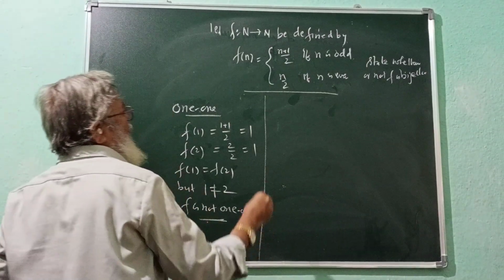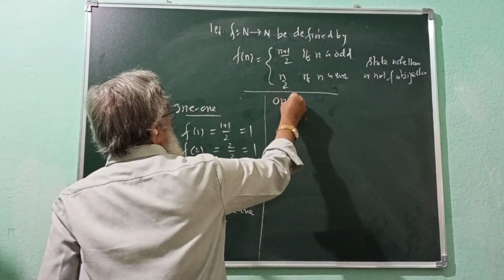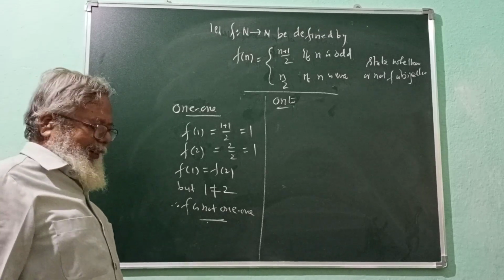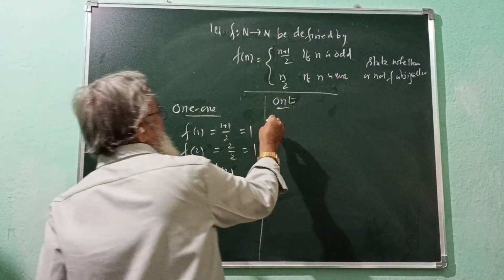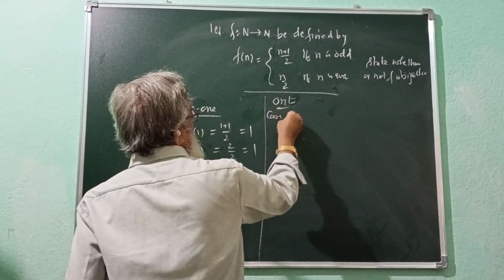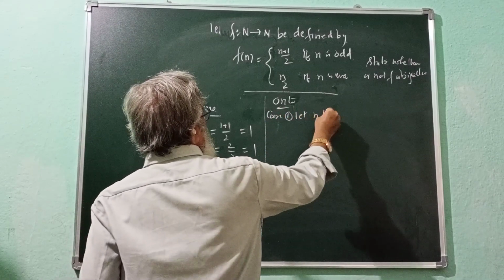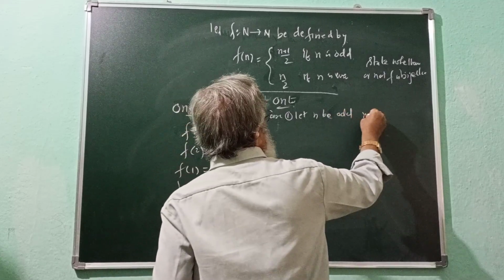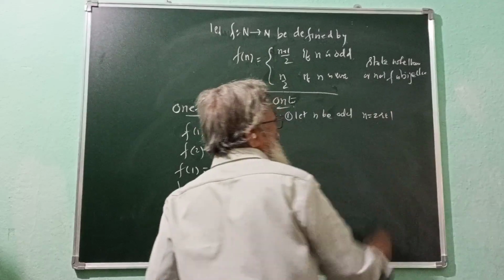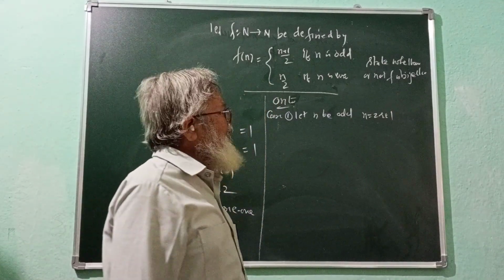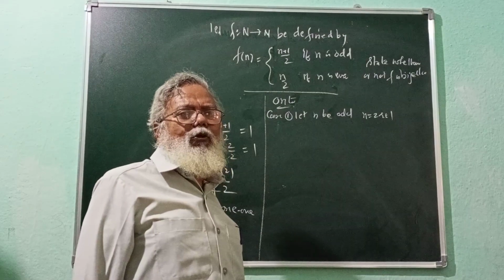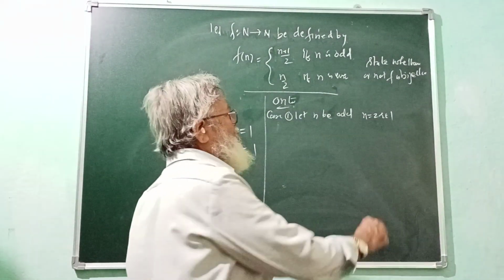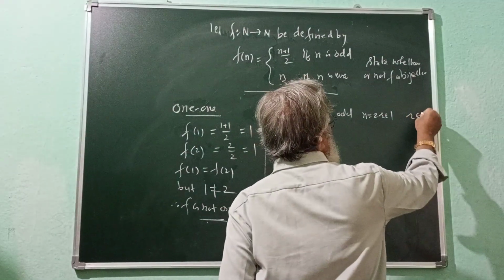Now we have to check for onto. For onto, there are two conditions. Let us consider each separately. Case 1: let n be odd. When n is odd, n is of the form 2r plus 1 for some r belonging to N. Every odd number is expressed as 2r plus 1, because n is already used, we have taken r.